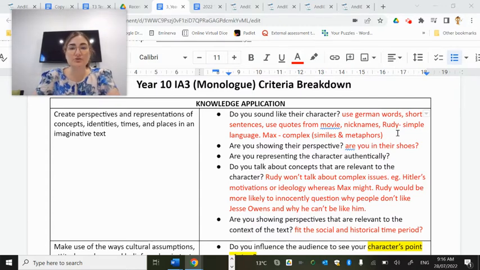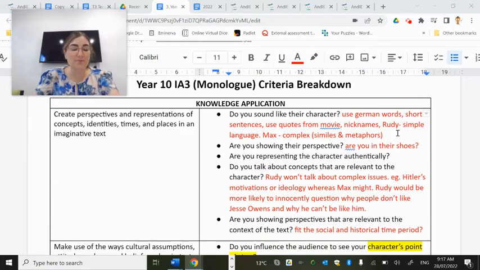Use short, sharp sentences, including fragments as well, particularly if you're going to be a character like Rudy. He's quite young, he's innocent and immature. He wouldn't be using complex similes and metaphors, whereas Max would be someone who would. Max might go and describe the stars as twinkling and glittering like a beautiful tapestry or something like that. Whereas Rudy wouldn't be speaking in that kind of manner because he isn't as old as Max. He isn't as well read as Max as well.